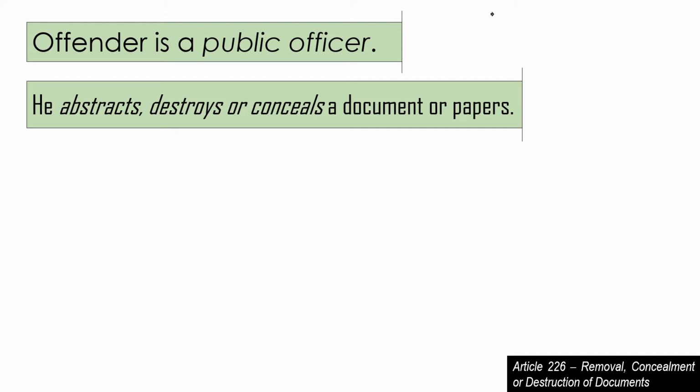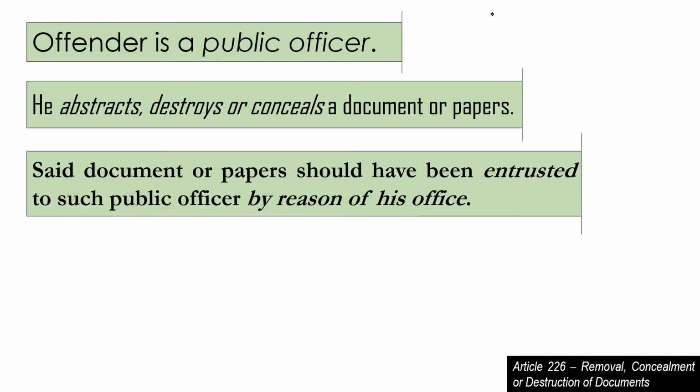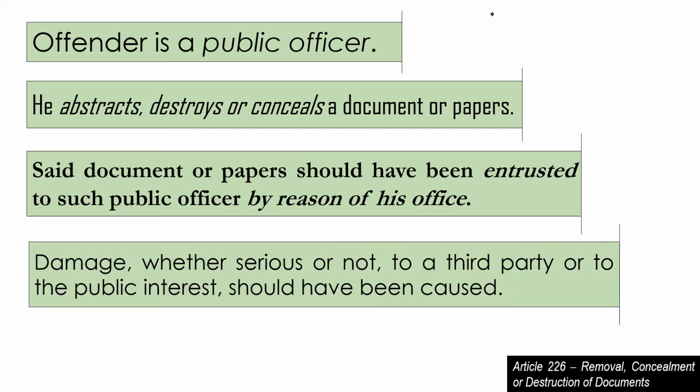Ano ba yung mga papers? That includes paper money, check, or promissory note. Number 3, the reason why the documents or papers are in the hands of the public officer is because it was entrusted to him. It was entrusted to him by reason of his office. And number 4, there must be damage. Damage should have been caused, and that damage is either serious or not. So take note, damage to a third party or to the public interest should have been caused.